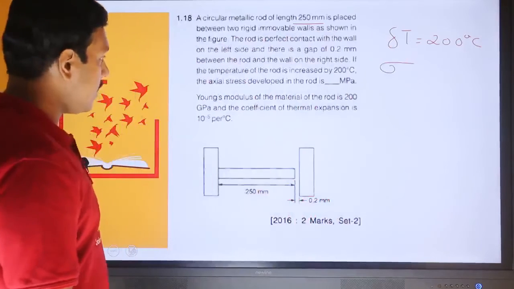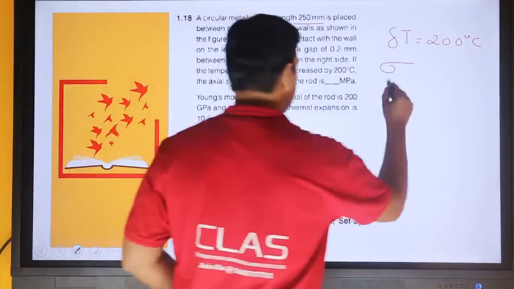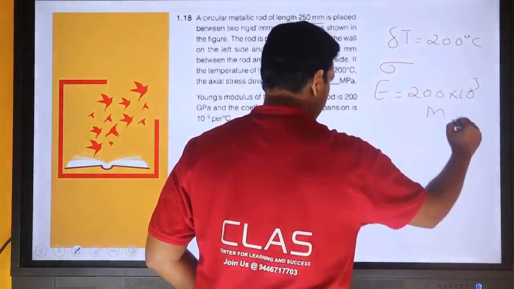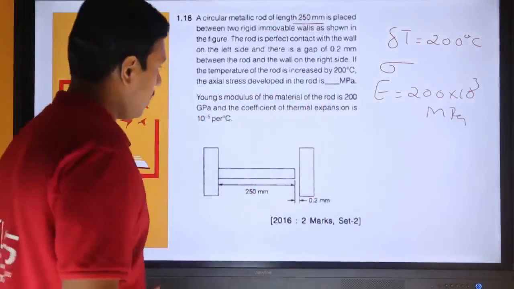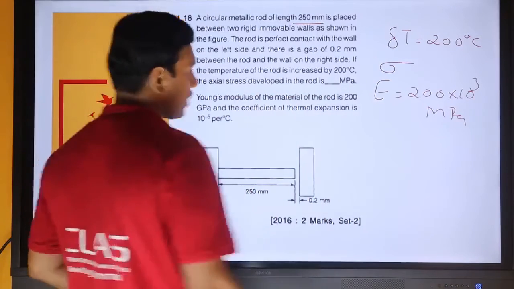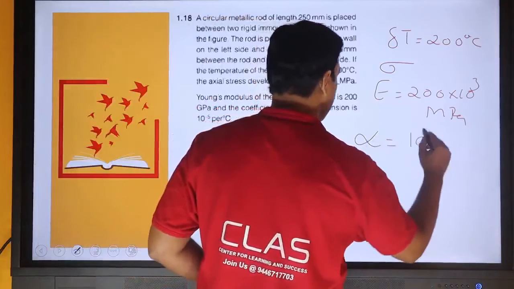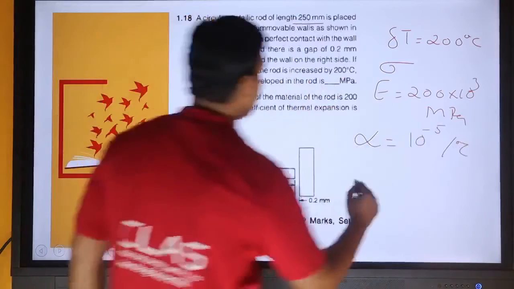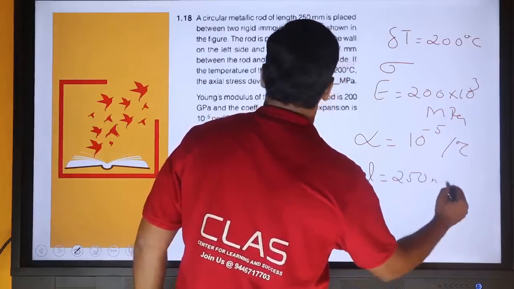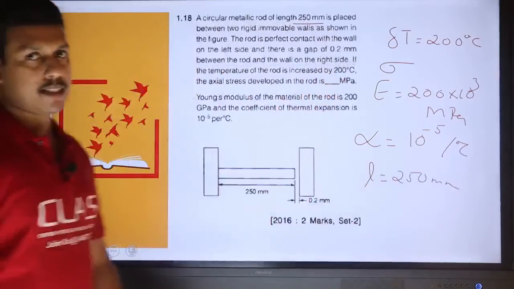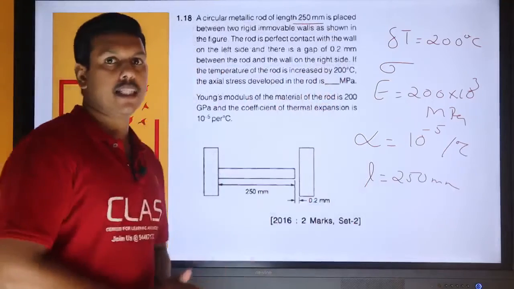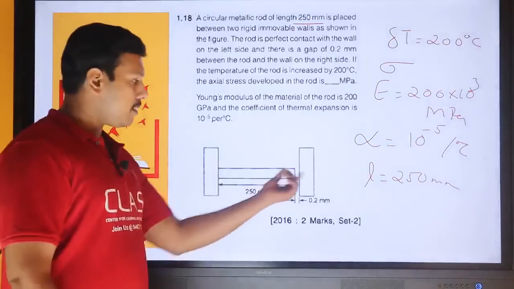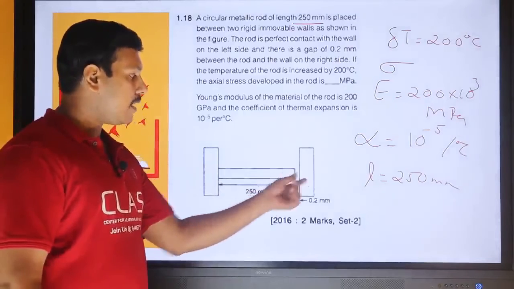The Young's modulus of the material of the rod is given, 200 gigapascal, that is 200 into 10 raised to 3 megapascal. The coefficient of thermal expansion alpha is 10 raised to minus 5 per degree Celsius. Length is 250 mm. We need to find the thermal stresses. Thermal stresses are developed only when the expansion is prevented. Here the left hand side is fixed, but there is a gap between the rod and the support at the right hand side.